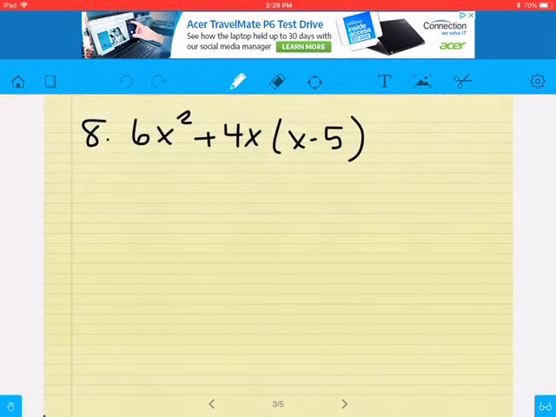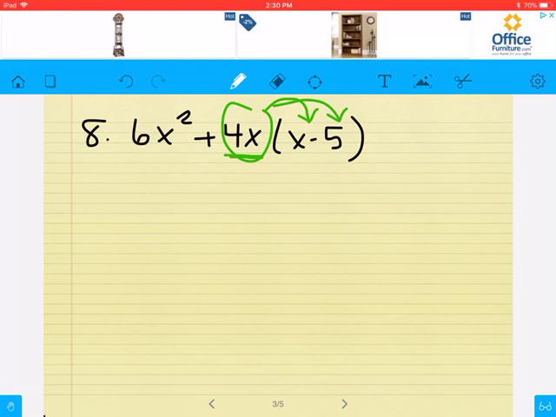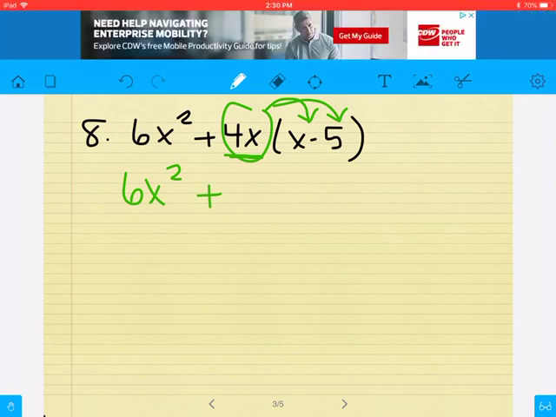Number 8, we're also simplifying. We've got some exponents in this one. That ought to be interesting. Same thing. We want to make sure all our terms are combined, and we want to make sure there are no parentheses when we simplify. So in order to get rid of those parentheses, this 4x out here on the outside is going to have to be distributed to everything inside the parentheses. In this case, we have x and minus 5. When I distribute, I multiply. So I'm going to bring this 6x squared down. And we've got plus 4x times x.